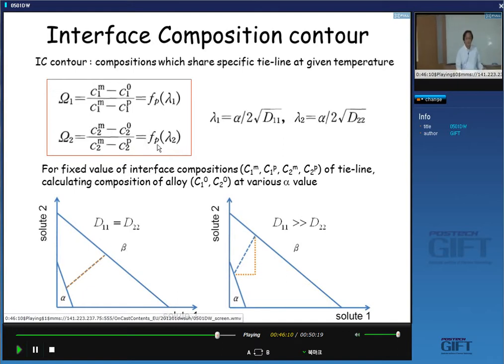And you can see that when the alloy composition is located on this point, the supersaturation of solute 2 has a finite value, but the supersaturation of solute 1 is nearly zero. This means that for the alloy composition on this line, the concentration gradient of carbon is very flat. That means the supersaturation is nearly zero, and the concentration of solute 2 has some finite value. With this kind of concentration gradient, the diffusion of the substitutional alloying element can keep pace with carbon, because the diffusion of carbon is very slow due to its flat concentration gradient.